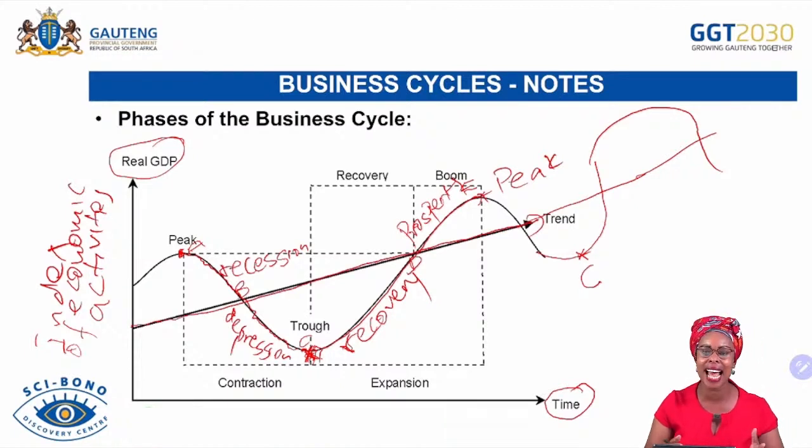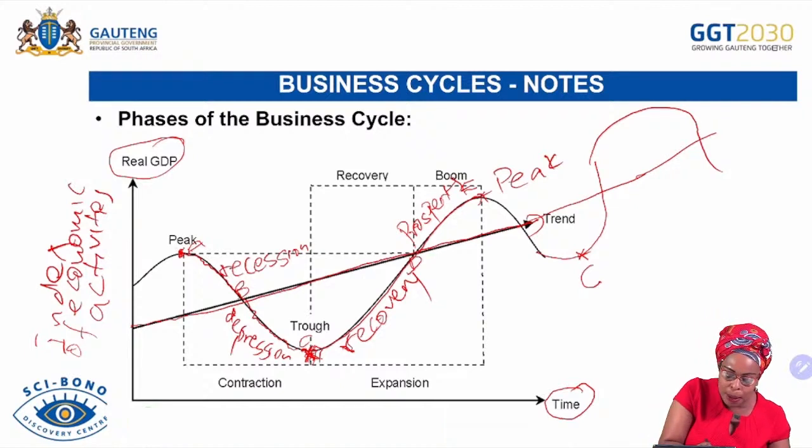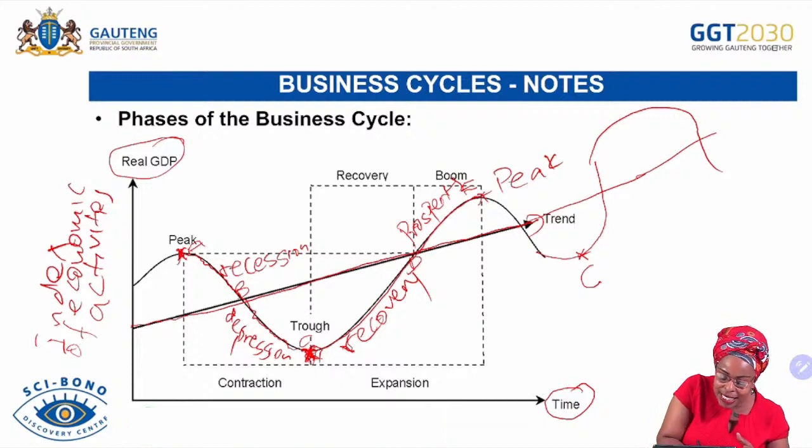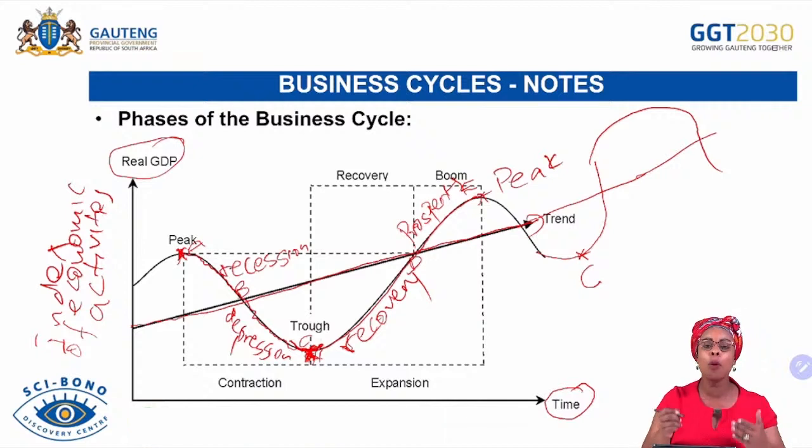Then you see this line, we call it a trend line. Its role is to show the direction in which the economy is taking. So when you draw your graph, make sure that you label every point. Remember the two turning points. I mentioned the peak at point A. It is the upward turning point of a business cycle. And then the trough is the lowest turning point of the business cycle.